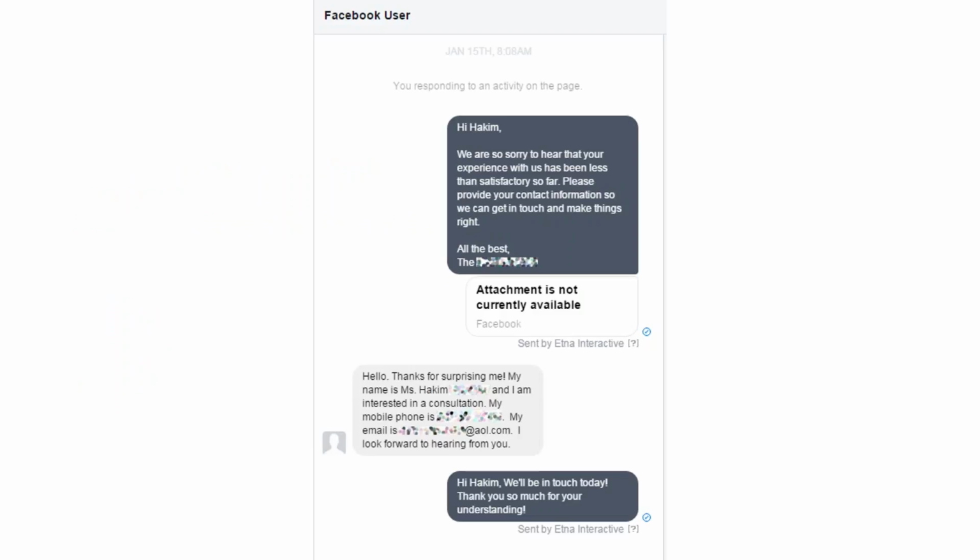Similarly, another example here from Facebook, this example in the aesthetic space, again, we're blurring names to protect the practice and the patient, but we're partnered with the practice, we're actively engaged in supporting them on social media. We had somebody complain about, not surprisingly, an extended wait time with the practice. They had left a negative review, and ultimately, through reaching out, what did this person say? Wow, thanks for surprising me. Here's my name. I'm actually interested in the consultation.